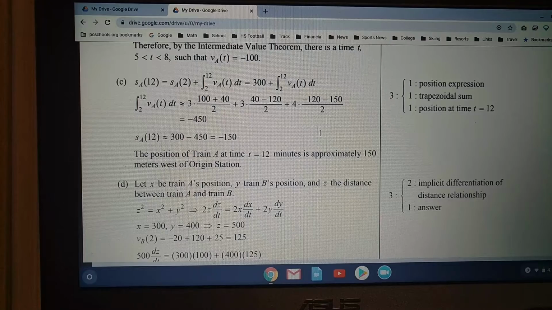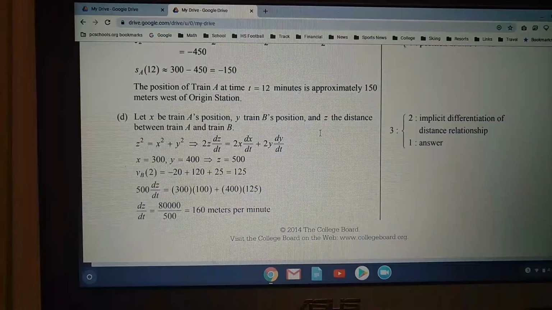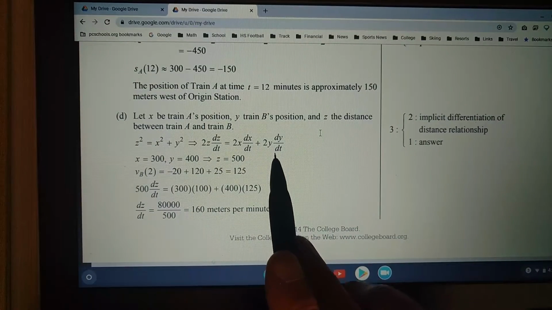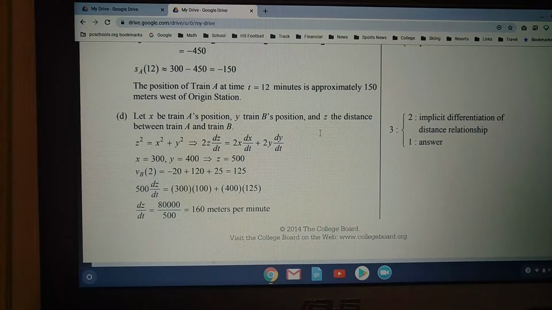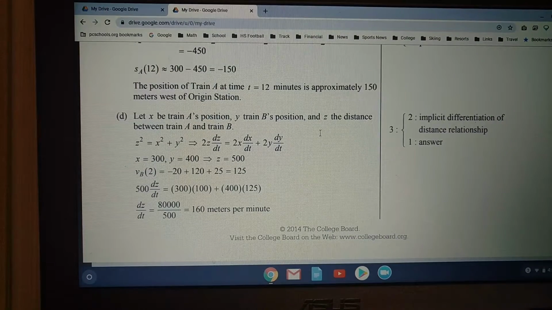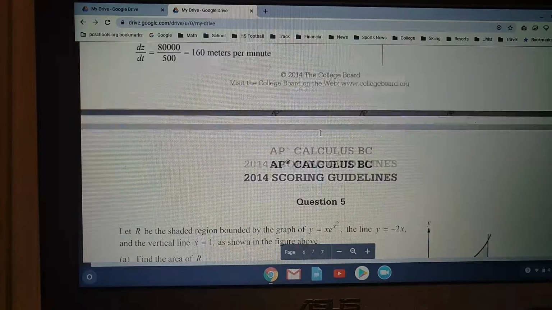Okay, so part D is worth 3 points. First, here's your implicit differentiation. You need to see the implicit differentiation, and that's worth 2 points. Then simply being able to substitute in and get it down to the 160 meters per minute gets you your third point. So 2 points for the correct implicit differentiation, and an additional point for your answer. Score that out of 9, and let's move on to question 5.